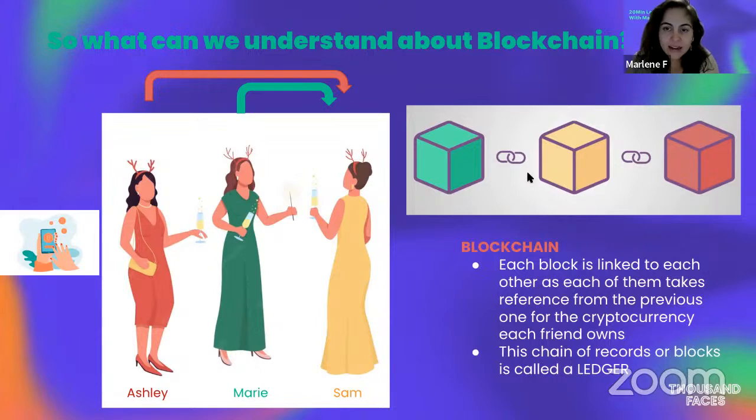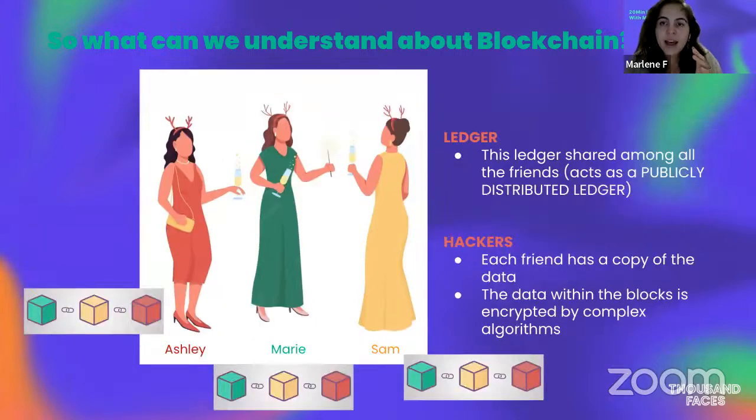How does this look like then? So we have these transactions happening at the same time between the wallets of the friends. They're all recorded, and what this is creating is this ledger. And then this ledger, each friend has a copy of this ledger.